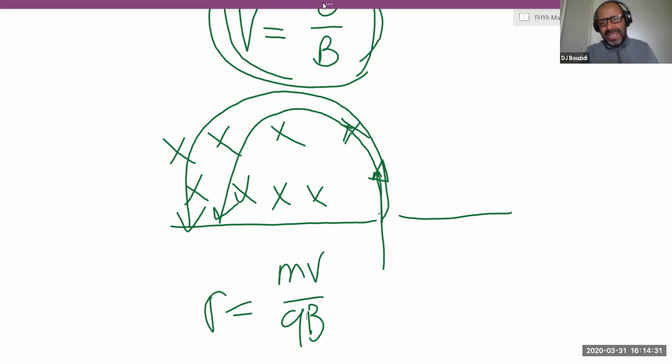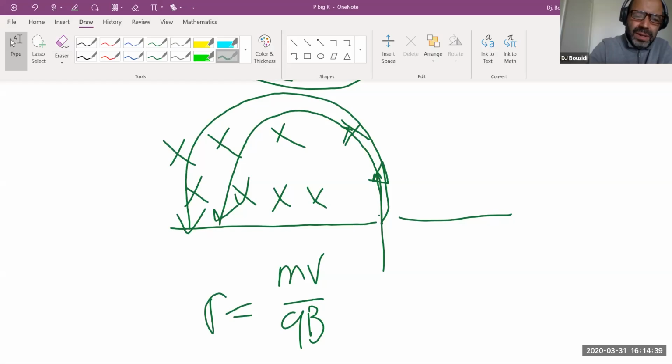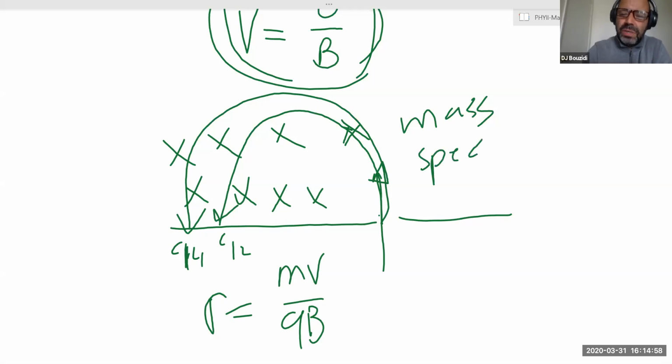Anyway, the point I'm trying to make here is that with different masses, the lighter material will end up in one point. So if this is carbon 12, for example, and this is carbon 14, and I make sure they're both ionized the same way, they have different masses because of a different number of neutrons. So this device is actually called a mass spectrometer. A mass spectrometer can distinguish between different masses of different materials.